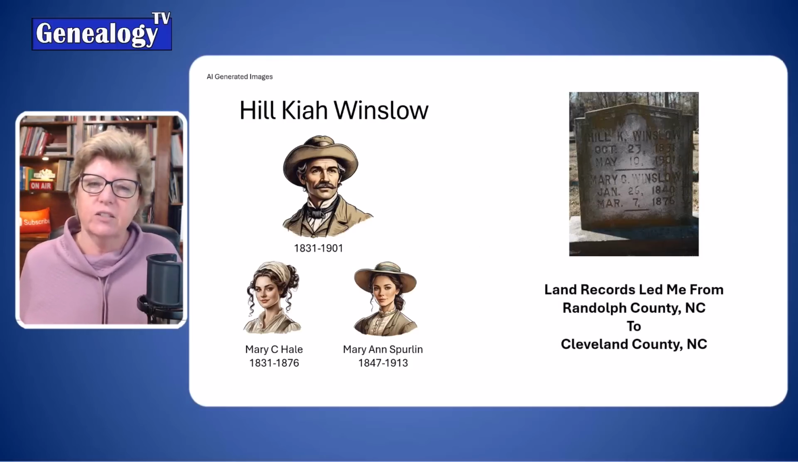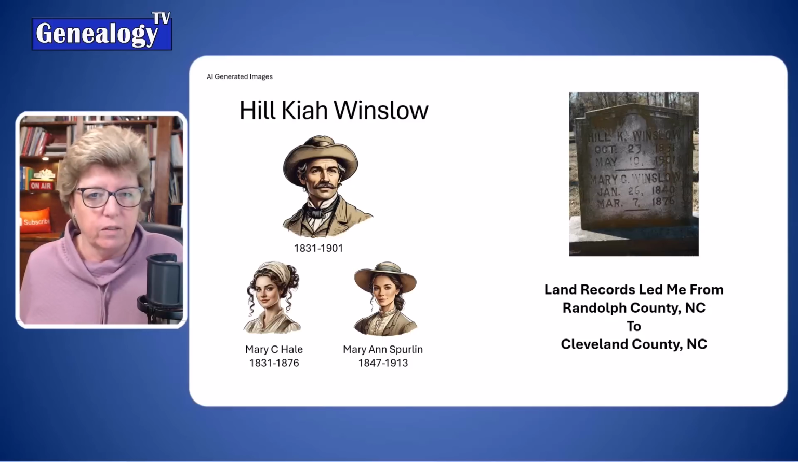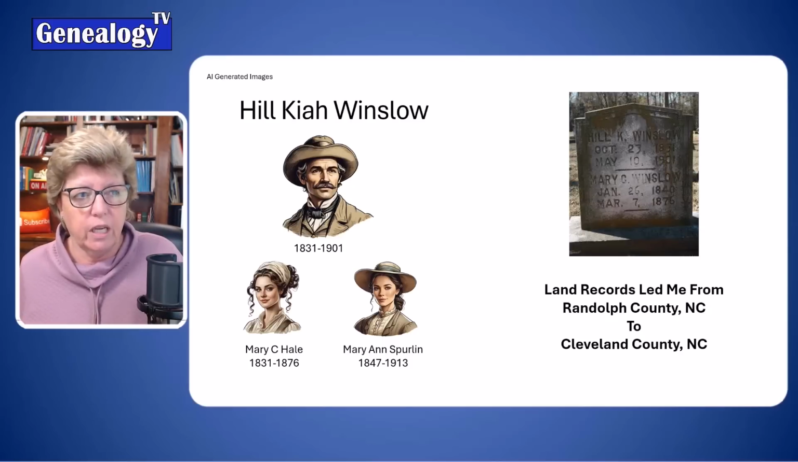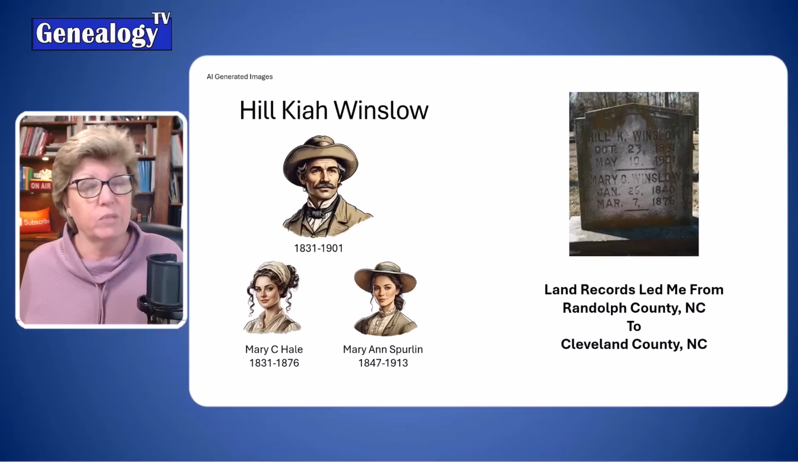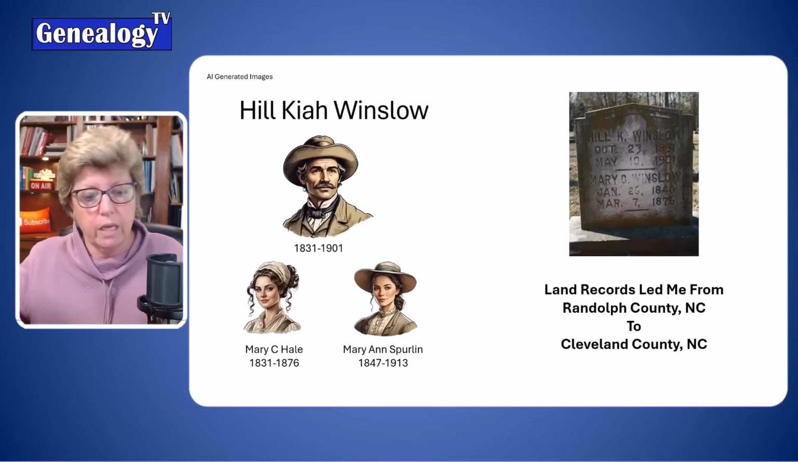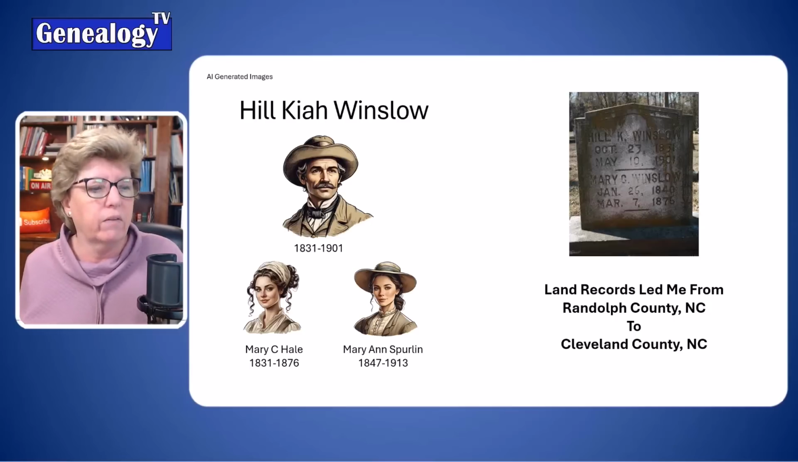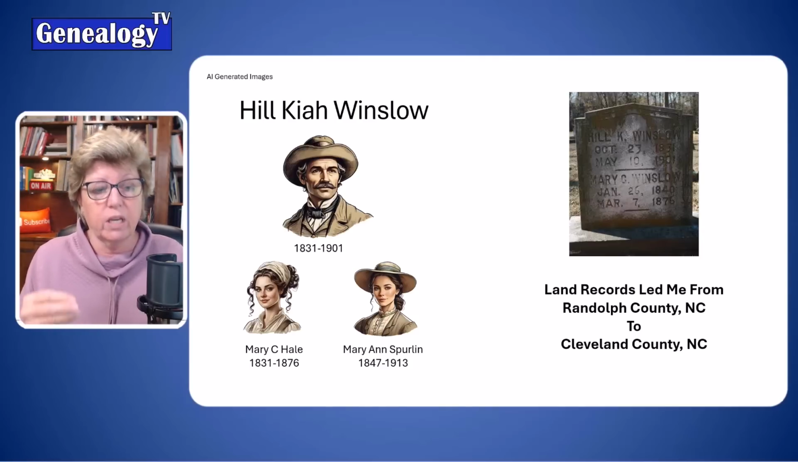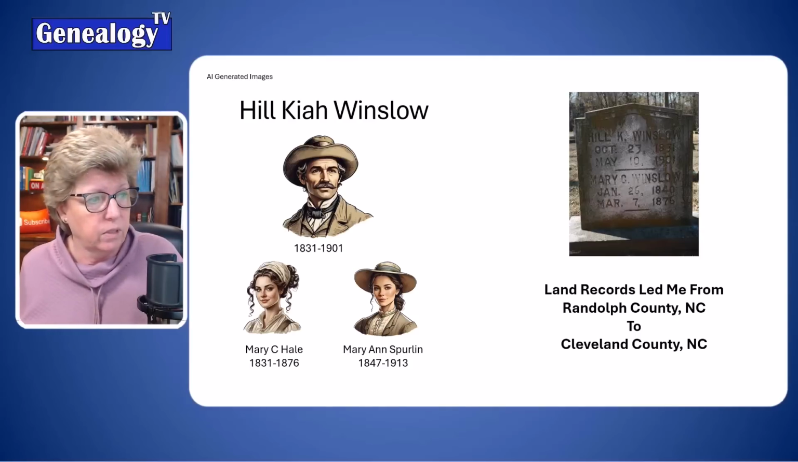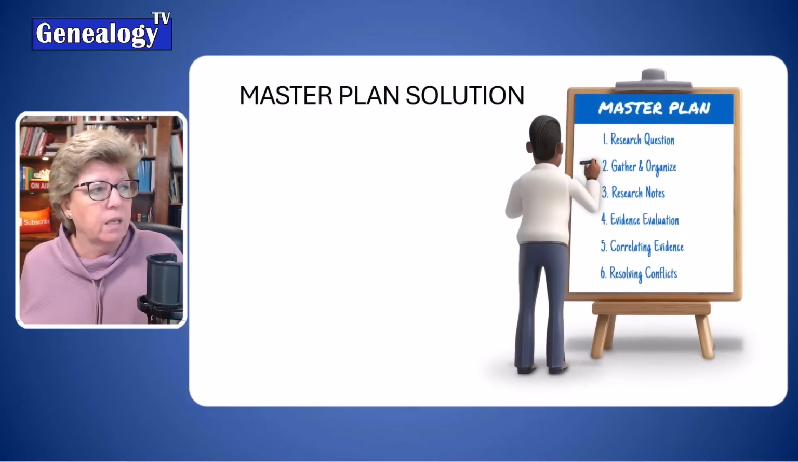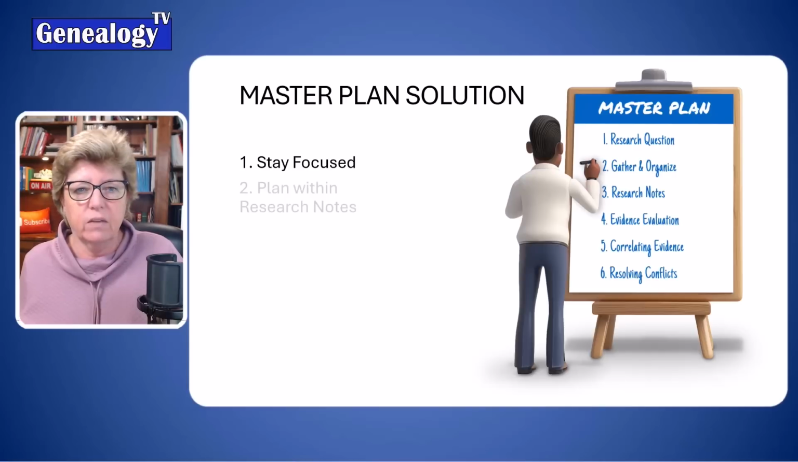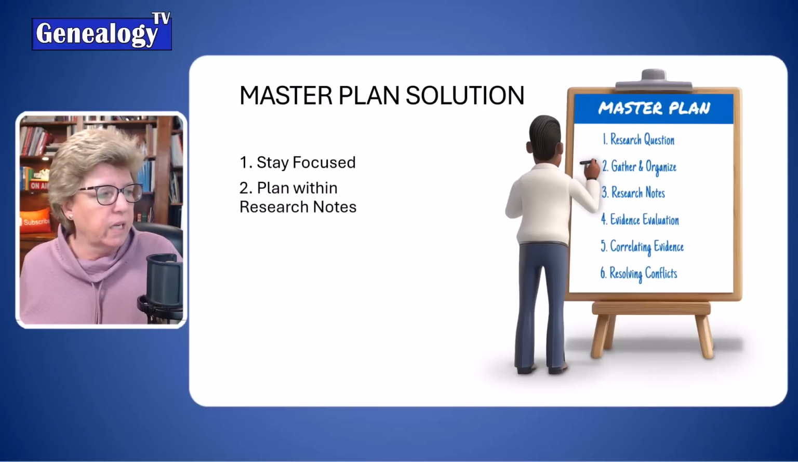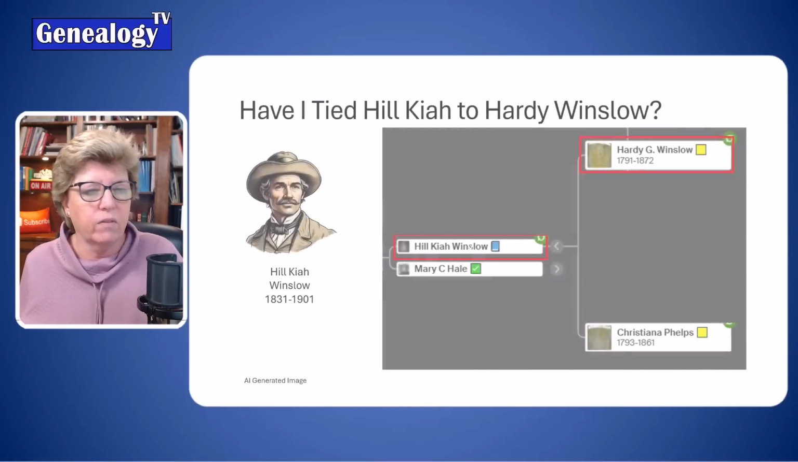Well, then I started doing land record research using the FamilySearch full text search and the county library and the county online repository, and I found that there were some land transactions that led me from Randolph County to Cleveland County. Well, how did that happen? Going through the master plan again, we've got to stay focused on what we're doing, right? We're going to plan within the research notes, and we're going to execute that with all of this in mind.